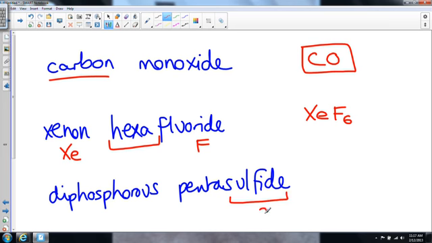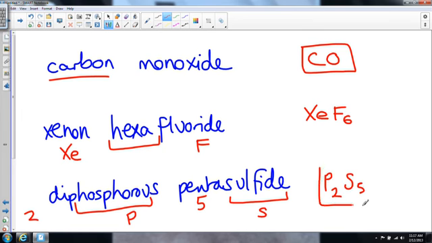Diphosphorus pentasulfide. Well, let's just break it down. Sulfide means we've got sulfur. This penta means we've got 5 sulfurs. Phosphorus, of course, means we got phosphorus. Di means we've got 2 of those. So therefore, just put all that together. 2 phosphorus, 5 sulfur, diphosphorus pentasulfide.